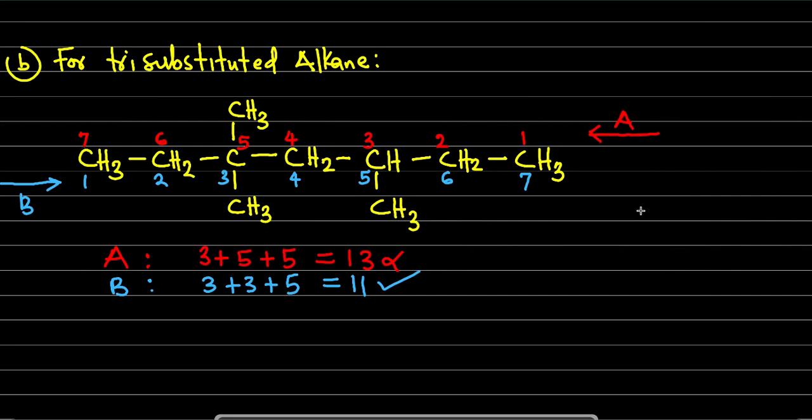Okay, so let's look at tri-substituted. All right, so I would just allow us to run through the screen. Now I've done the same thing. I have the A part, I have the B part. All right, so if you number from the A part, you realize that the first substituent is at position number 3. The second substituent is at position number 5.